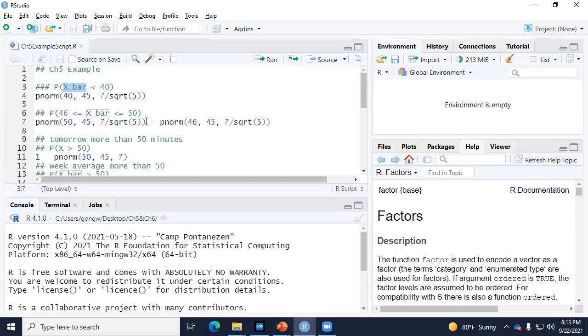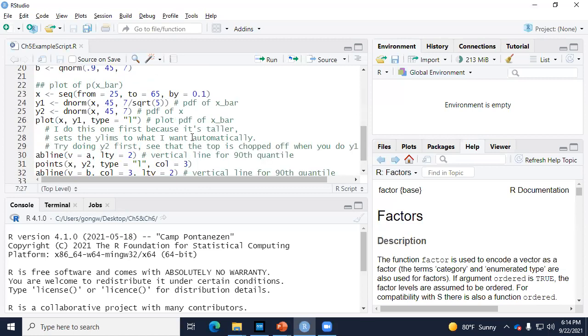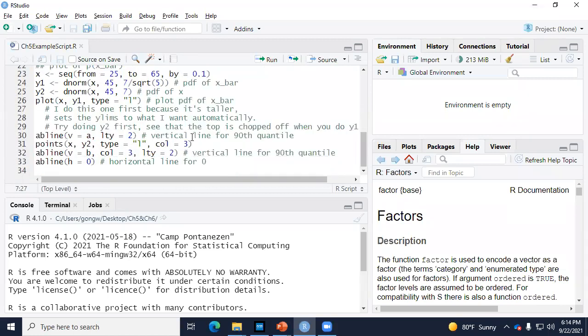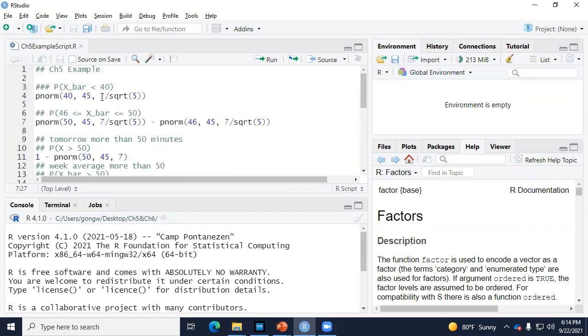The second one is a difference of two areas on the CDF. If you still remember what it means when we were asking about the probability of a range, you take the area of the bigger value minus the area of the smaller range on the left. I do have a plot to show you, but anyway, this is how you do the calculation for a range.